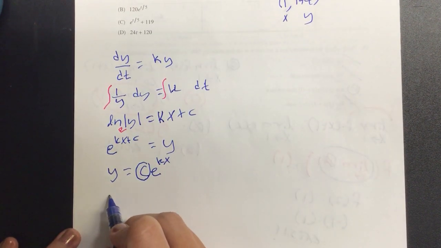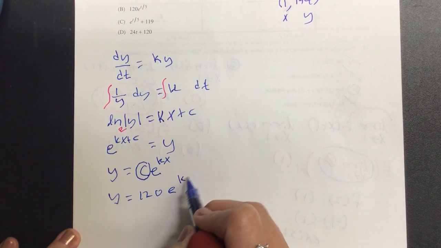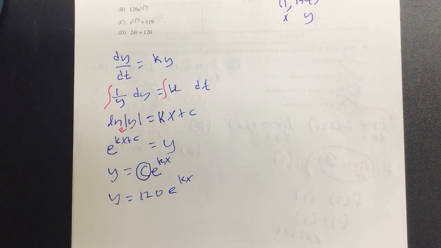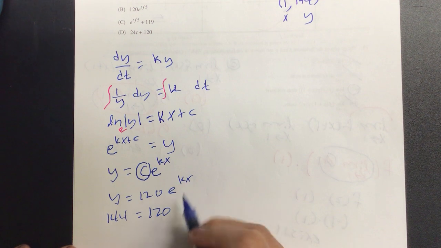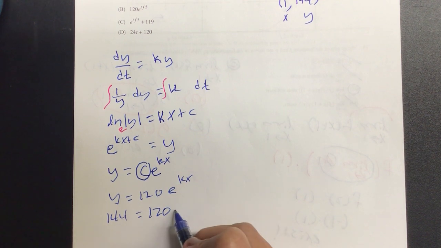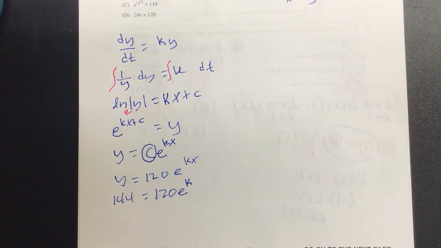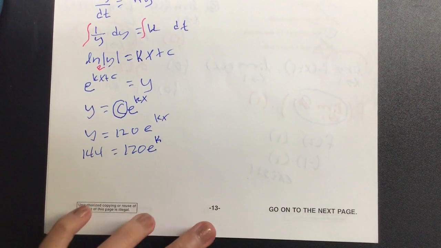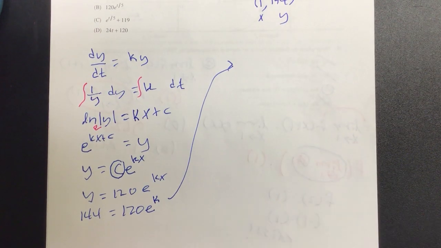So I'm going to plug in y is equal to 120 e to the power of kx. And then we also know something else. When x equals 1, y equals how many? 144. So 144 is equal to 120 times, since x equals 1, e to the power of k times 1. That might work out. So my goal is to solve for k. To solve for k, I'm going to go all the way over here. Y'all see why this takes forever? And it's okay to guess.